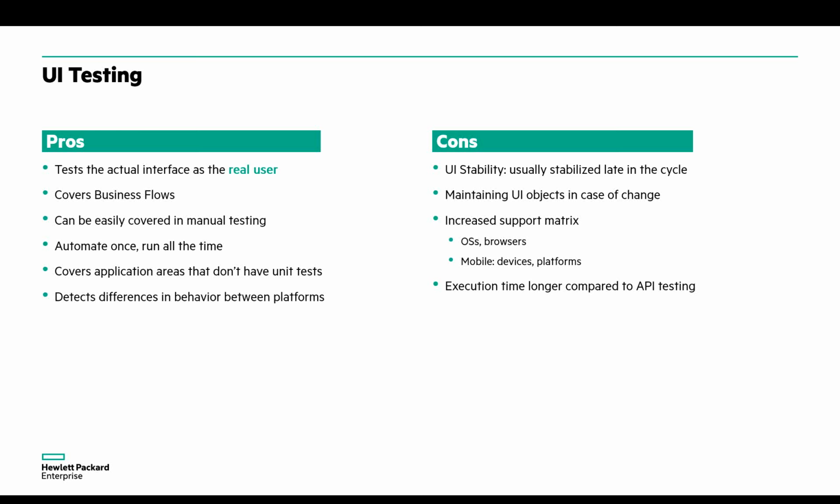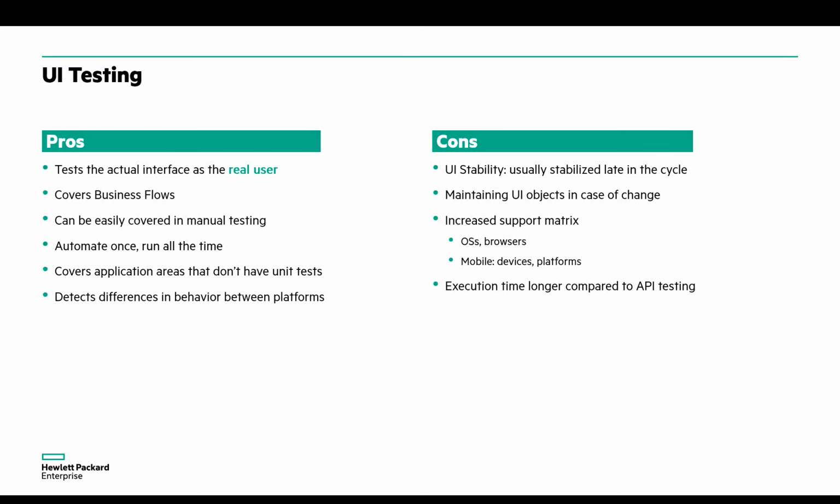On the bad side, we have UI stability, meaning that in today's rapid development cycles, the UI is usually the last thing to be stabilized. So you might work on something that is yet to be changed, and you will require further testing. The maintenance of UI objects in automation scripts, in case of change, can be very hard and can take a lot of time. So you also need to take that into consideration.